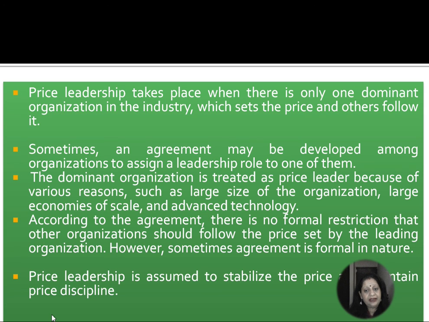According to the agreement, there is no formal restriction that other organizations should follow the price set by the leading organization. However, sometimes the agreement is formal in nature. Price leadership is assumed to stabilize the price to maintain price discipline. Yes, the firm becomes dominant only if the firm is earning a supernormal profit or a higher profit.